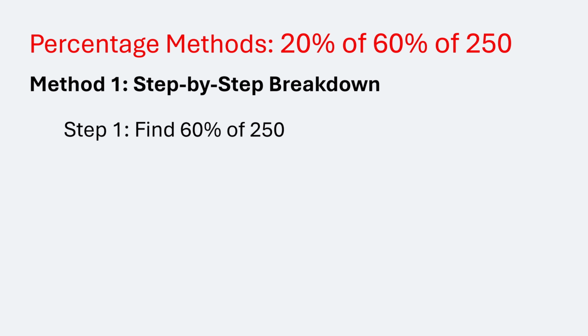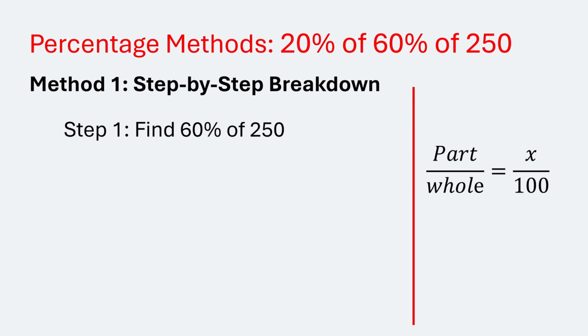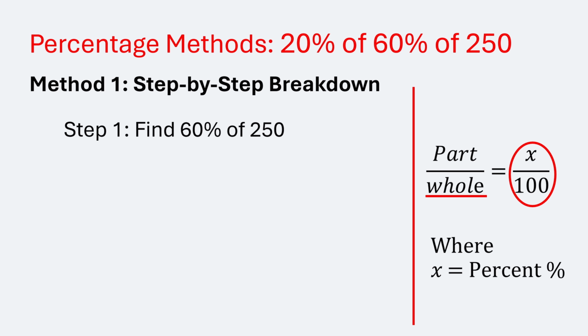We begin by finding 60% of 250 and then we take 20% of that result. As we know, the percentage formula is part divided by whole is equal to x divided by 100, where x is the percent. Here 60% means 60 divided by 100, which is 0.6, and the whole number is 250. We want to find the part. Part is equal to 0.6 times 250, which is 150.